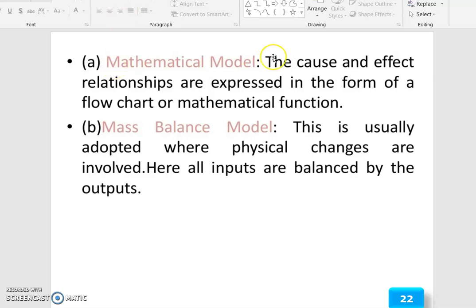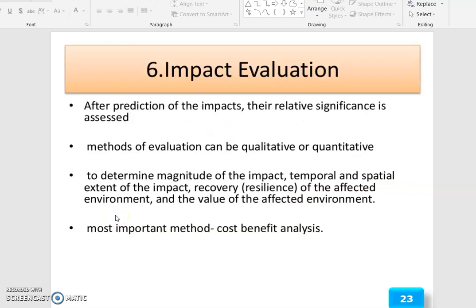In the mathematical model, the cause and effect relationships are expressed in the form of a flowchart or mathematical function. Mass balance model: this is usually adopted where physical changes are involved. Here, all inputs are balanced by the outputs.